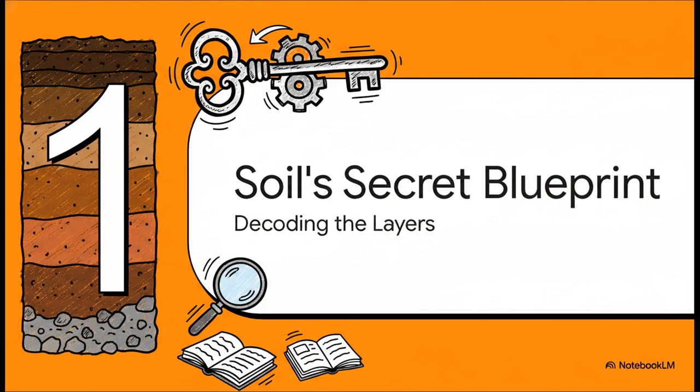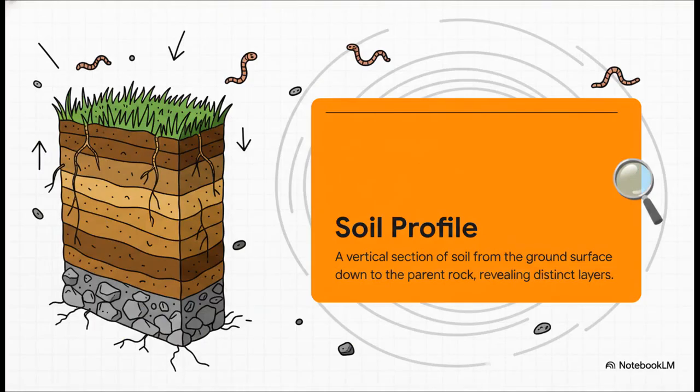To read any story, you first have to understand the language it's written in, right? For soil, that language is its blueprint, what scientists call the soil profile. This is our key, our decoder ring for figuring it all out. So what exactly is a soil profile?